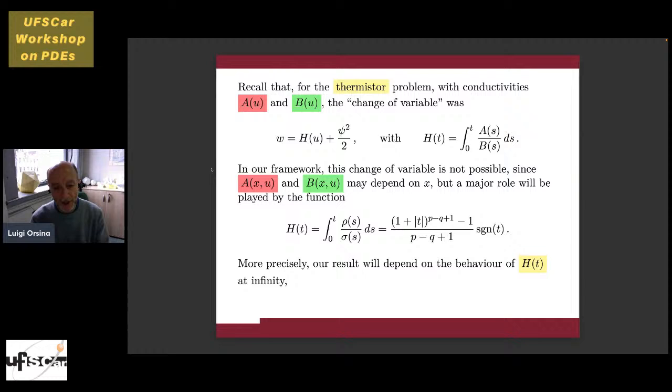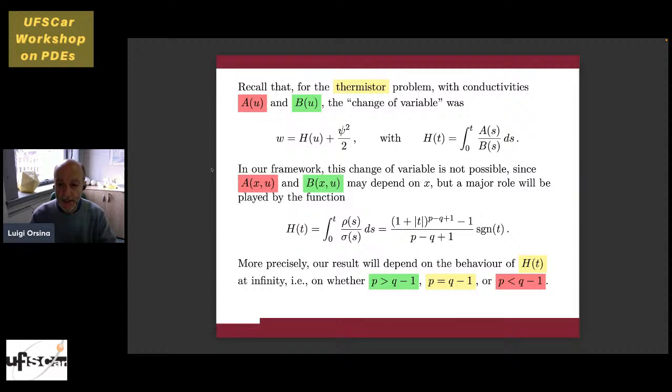That is to say that it doesn't matter if P is positive or negative, or Q is positive or negative. It is important if P is larger than Q minus one, equal to Q minus one, or smaller than Q minus one. Because in the three cases, in the yellow one, P equals Q minus one, you have a logarithmic growth. On the other two, you have a polynomial which explodes, or a function which is bounded at infinity.